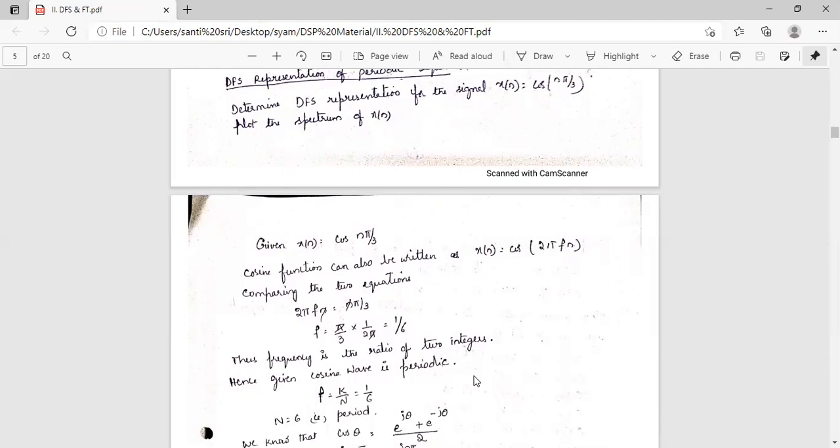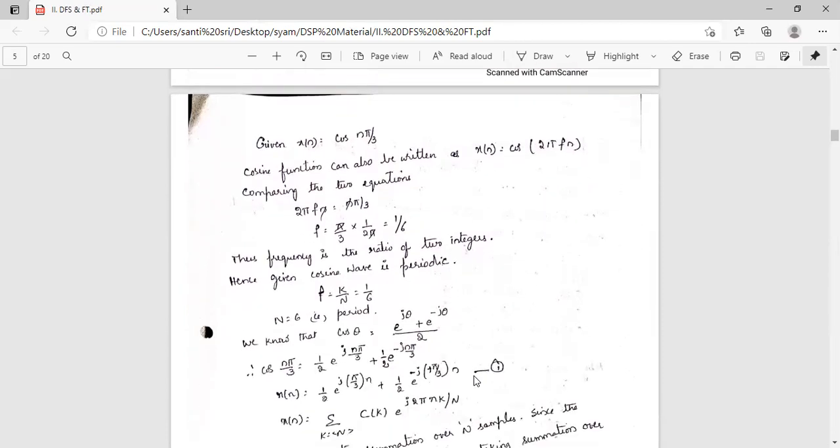Equate these two equations. So 2πfn = nπ/3, or f = 1/6. The frequency is the ratio of two integers, so the given cosine waveform is periodic. So f = k/N = 1/6, or N = 6. Capital N equal to 6, so the period is N = 6.